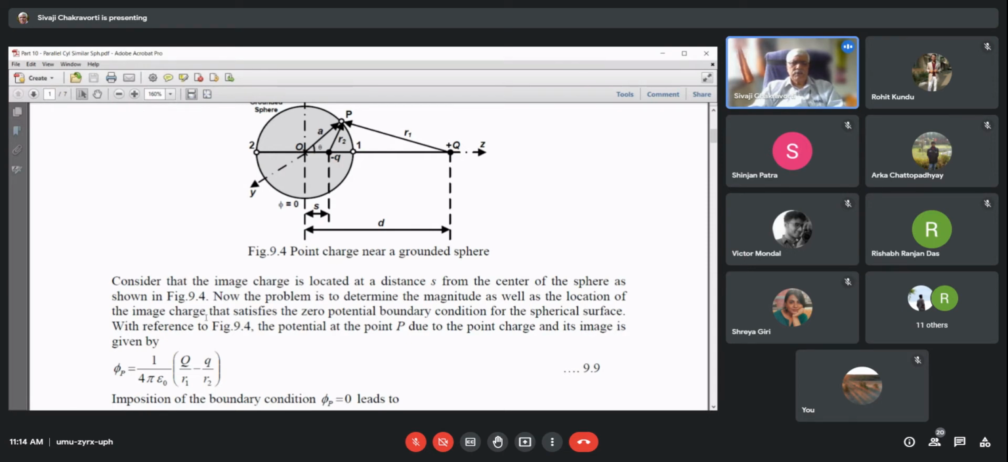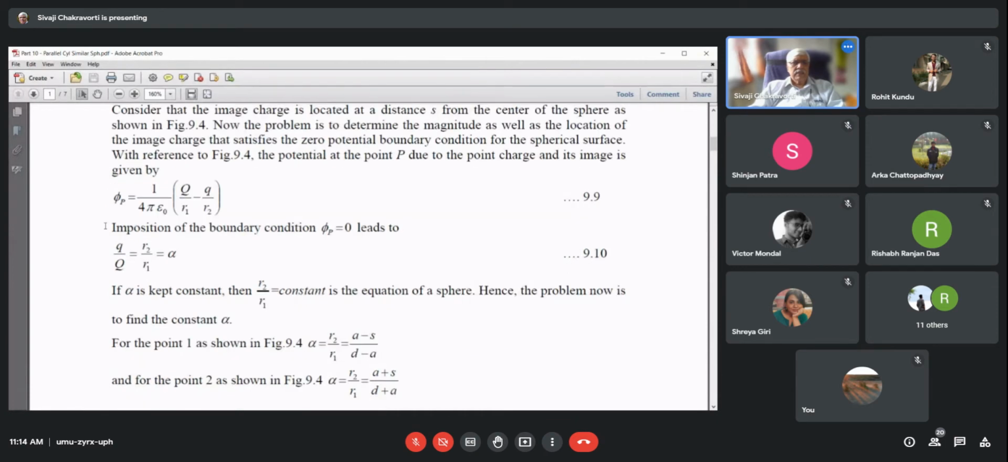What is that? The potential of the spherical surface is zero. So we put that boundary condition. And the moment we do that, and compare with equation 9.9, we get equation 9.10. And what we get is a ratio of the two charge magnitudes, that is small q by capital Q, which will be equal to the two distances, R2 by R1.